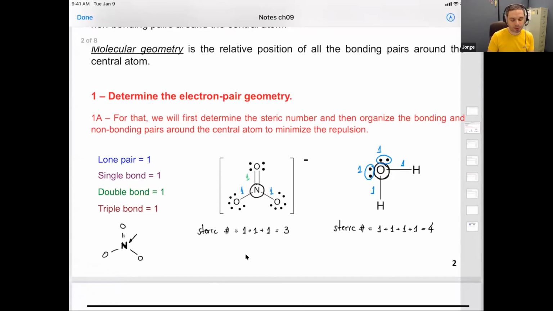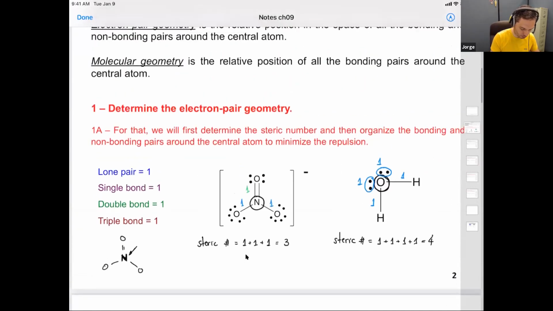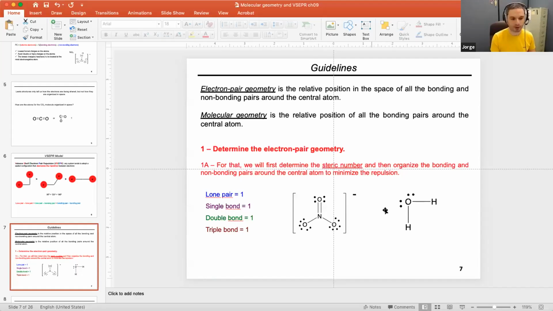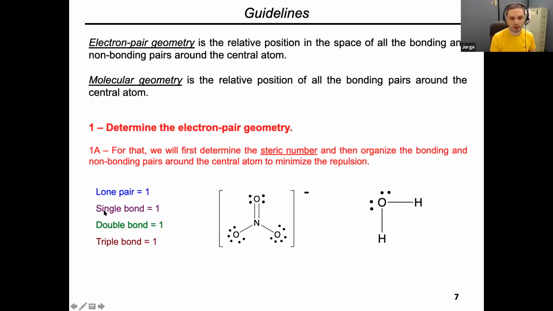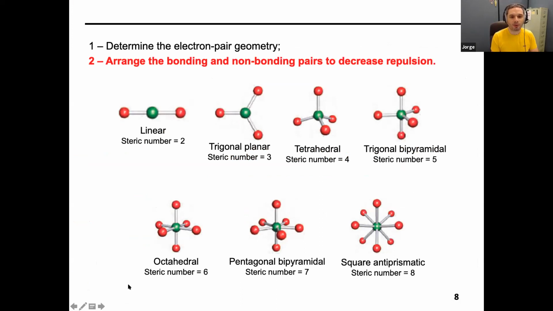Okay, so now that we know the steric number, let's see what's the best way to organize 3 groups in the space for the nitrate, and what's the best way to organize 4 groups in the space for the water molecule. So let me go back to the PowerPoint for that. Okay, so now that we know how to determine the steric number, I have here a figure with all the possibilities that we may face.